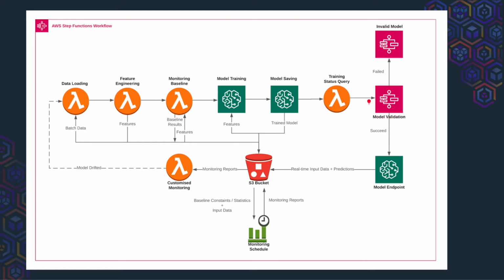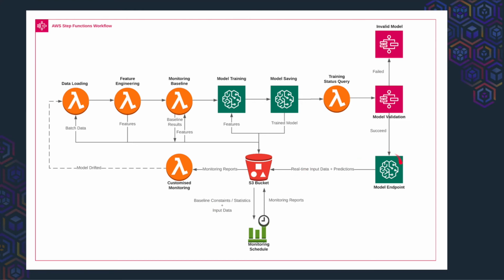And then I have a model validation step as a choice step to see whether the model meets the success criteria. If it doesn't, then I flag the model as invalid and exit the workflow. But if it does, then the model will be deployed as a SageMaker endpoint for future prediction and as an inference API. And that's not the last step, because we want to continuously monitor the behavior and performance of the models in production. So we set up a monitoring schedule to do so.